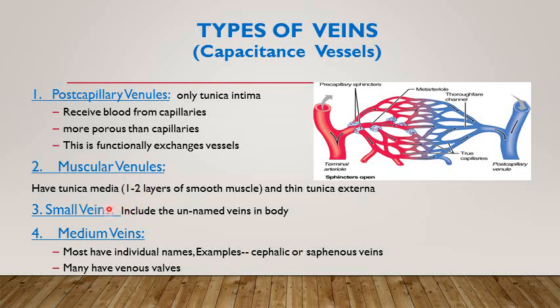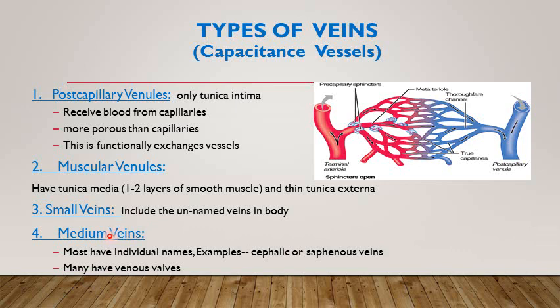The small veins in the body are very numerous and very small in size. These are going to be present, making networks. So we are going to see mostly these are unnamed veins in the body, which are small sized veins. Next to that, the larger vein, that is the medium sized vein.